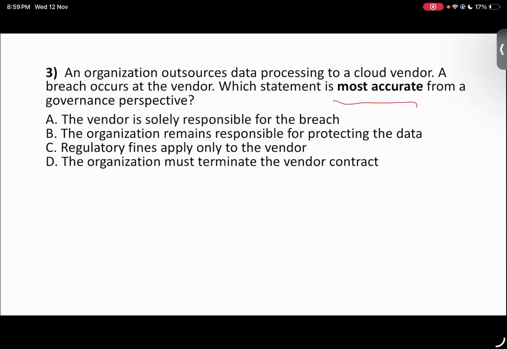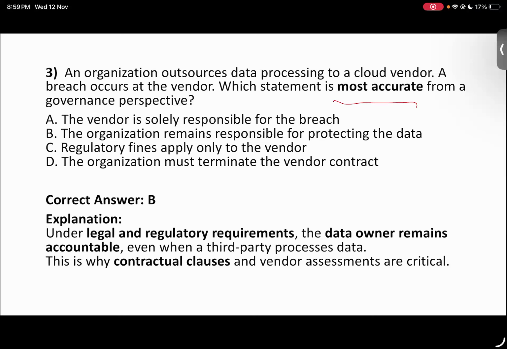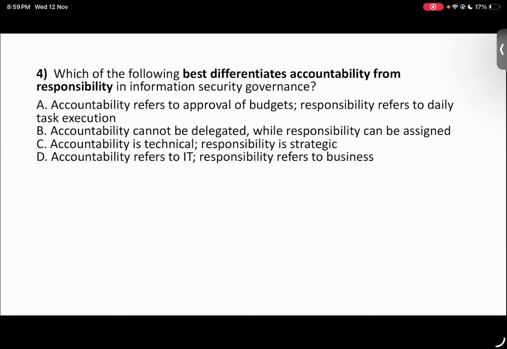B1, the organization remains responsible for protecting the data. Yes, so they are responsible. Even the data remains accountable. The data owner becomes accountable, even when a third party is processing the data. This is why contractual clauses and vendor assignments are critical. That means we are responsible for that, correct? So we need to do a lot of contract signing and everything.